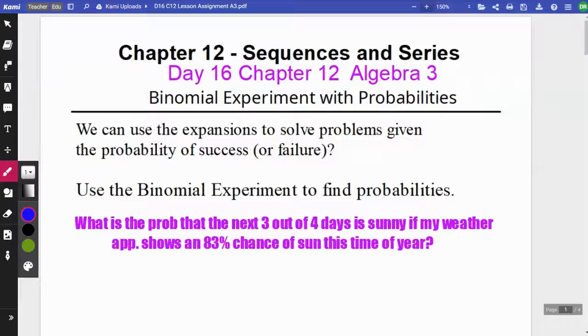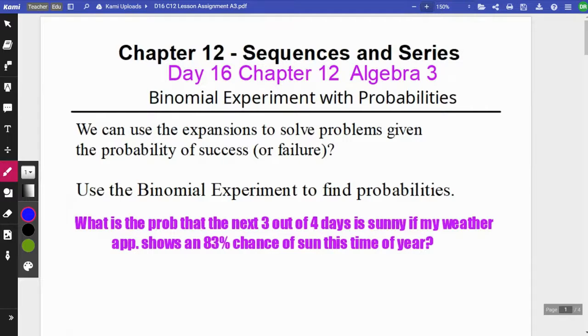Hello, this is day 16 of chapter 12, sequences and series. This is binomial probabilities. So this gets legit. We can use these expansions to solve problems given the probability of success or failure.